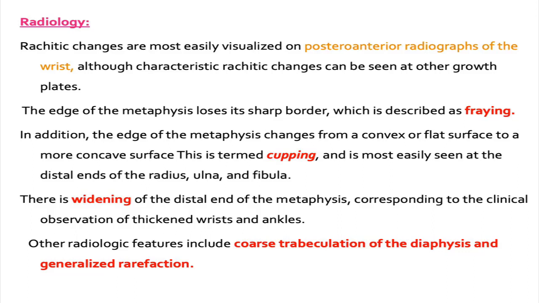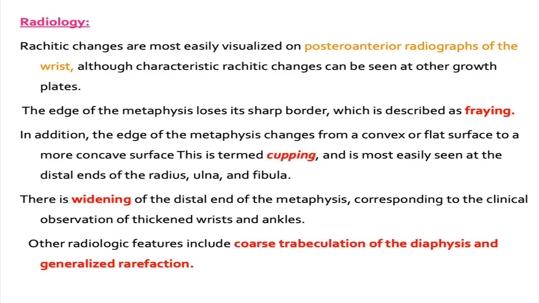There are specific signs. The edge of the metaphysis loses its sharp border, which is described as fraying. Fraying means like frayed plastic. In addition, the edge of the metaphysis changes from a convex or flat surface to a more concave surface. This is termed cupping. We'll see it in the X-ray. Cupping looks like a cup, becomes concave, and is most easily seen at the distal end of the radius, ulna, and the fibula.